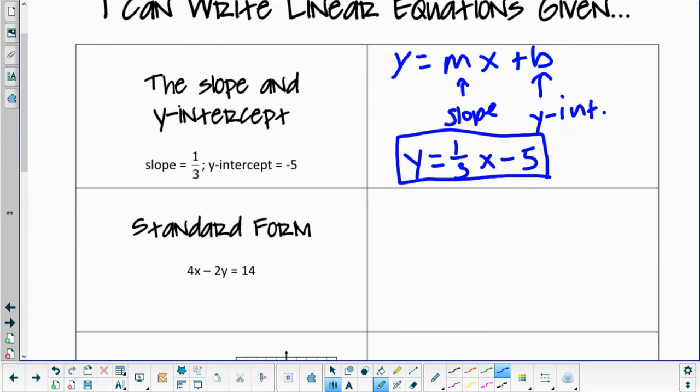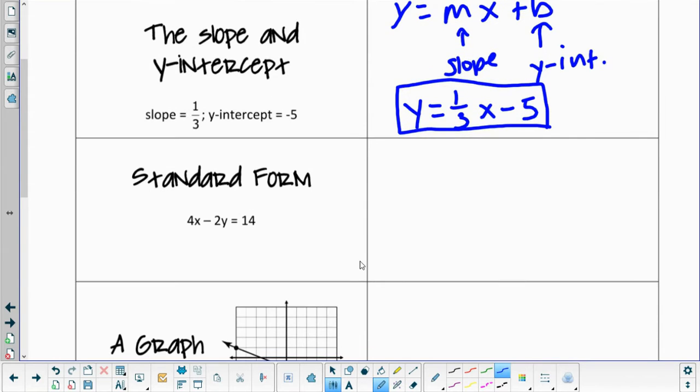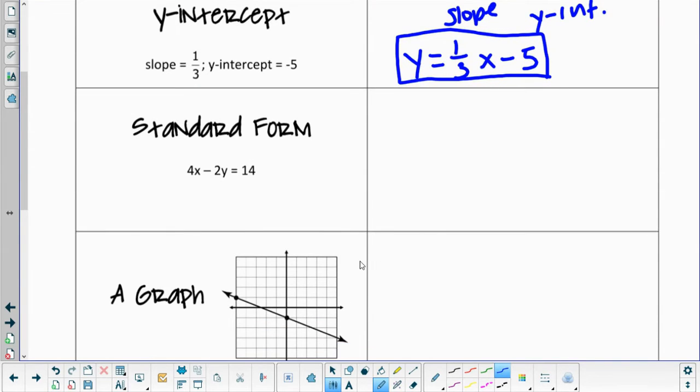Okay. When we have them in standard form, this is another one we're going to be talking about later on this week and early into next week. So there is a way to graph it, but the best way to turn it from standard form into slope-intercept form is to solve for y. If we notice in our slope-intercept form, y is by itself. So I'm just going to recopy this over here. We have 4x minus 2y equals 14.